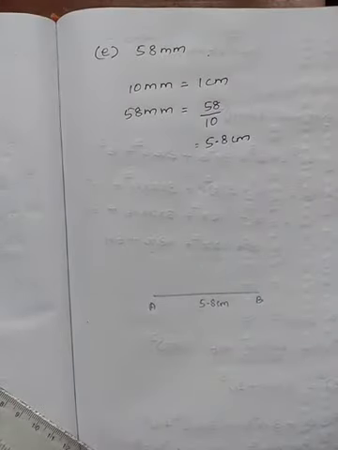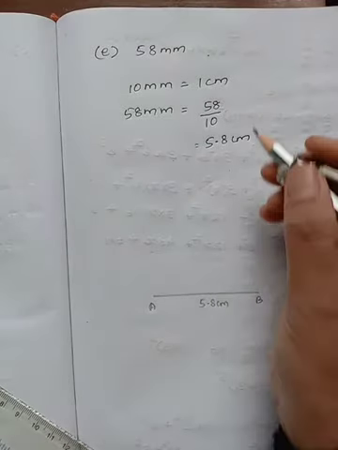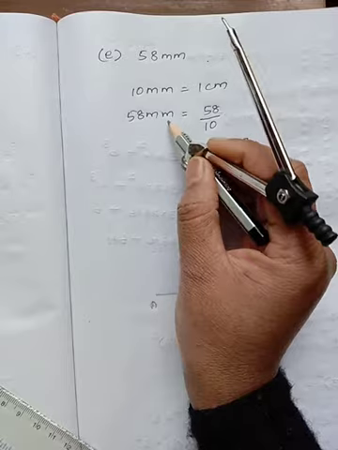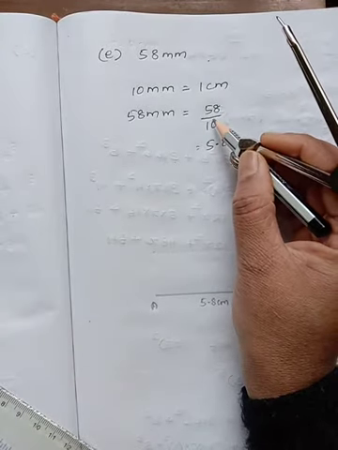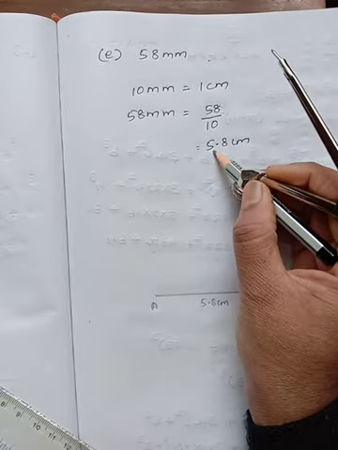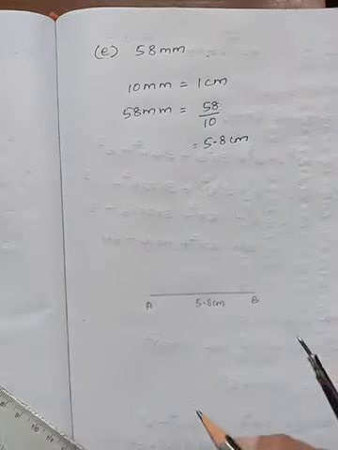Next question is 58 millimeter. It is given in terms of millimeter. First we'll change into centimeter. We know that 10 millimeter equals 1 centimeter. So 58 millimeter equals 58 divided by 10. Since there is one 0, we'll place the point before one number. So 5.8 centimeter. Now I have drawn a line 5.8.